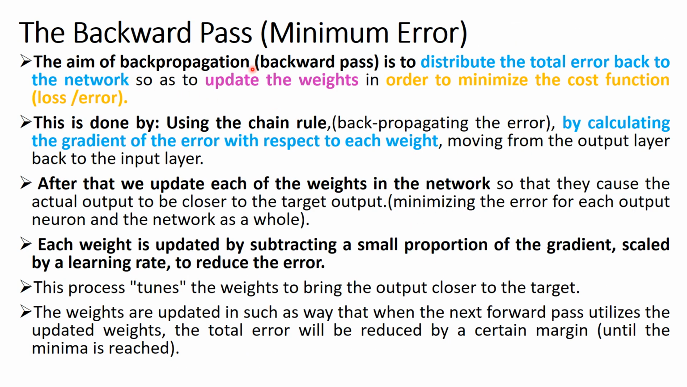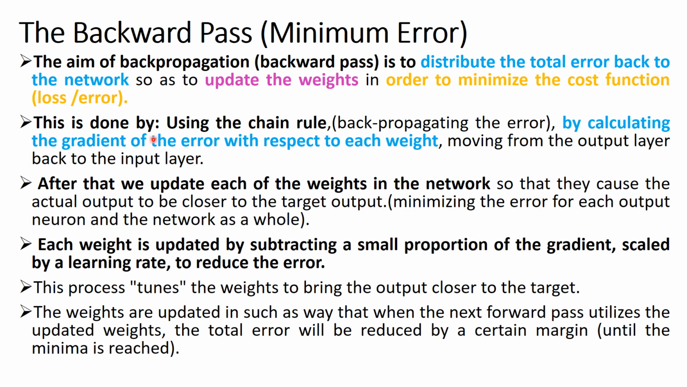The backward pass, minimizing error. The aim of backward pass is to distribute the total error back to the network so as to update the weights in order to minimize the cost function, loss or error. الهدف من الباك propagation إنه يوزع الخطأ في الاتجاه عكس اتجاه الإشارة. يعني عكس اتجاه الإشارة معناتها هيكون من الأوتبوت مرورا بالطبقات الخفية إلى الإنبوت، ويوزع الخطأ بحيث إنه يقدر to update the weight accordingly. إنه أي weight كان بيسهم في الخطأ بيقدر شنو بعد ذاك بيعمل الأبديت in order to minimize the cost function.